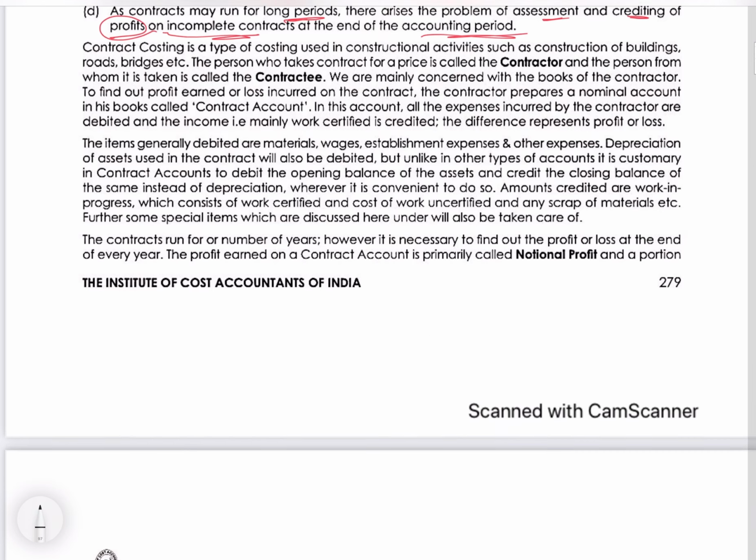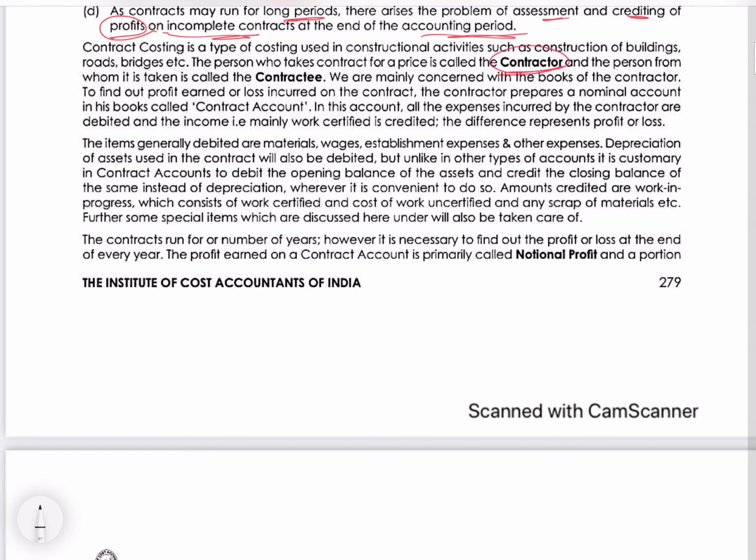Correct? So this chapter helps you to recognize your profits, how much cost you have recognized, and on that basis how much revenue you should recognize. So what is the profit you have made, that it helps to recognize here. So first we will understand the terms.